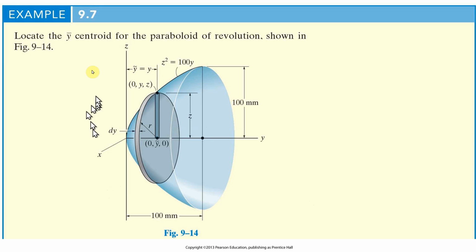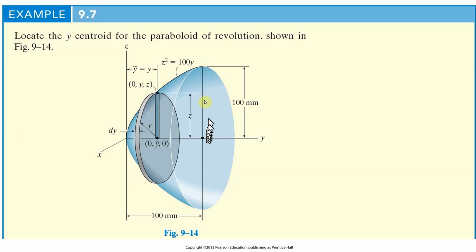Next example, finding the centroid along the y-axis of this solid. We take a parabola z squared equals 100y, and we get the area. We have an area defined like so, and we revolve it in a circle so that it sweeps out a solid. And we want to know what the centroid is.